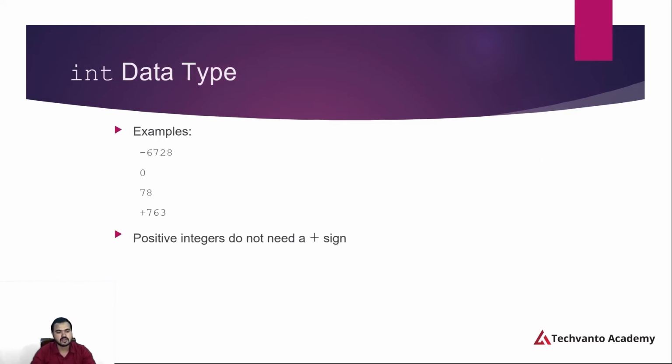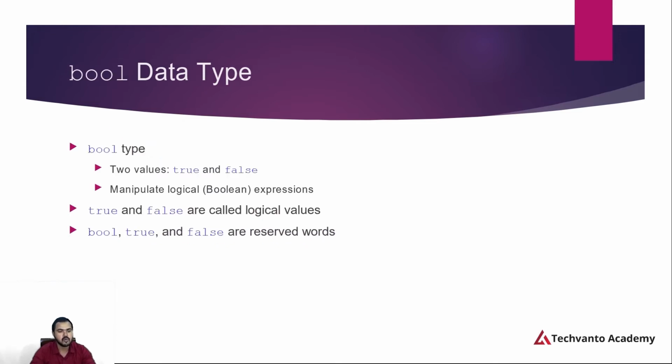Coming to the examples, you can observe these are the integer data types that we are going to be using, like -6728, 078 and +763. These we can call integers without decimal points. And the bool data type, I hope you know what it is: one is true and the other is false. These are logical values. True is considered a 1 and false is considered a 0. And bool, true and false are reserved words in C++ programming.